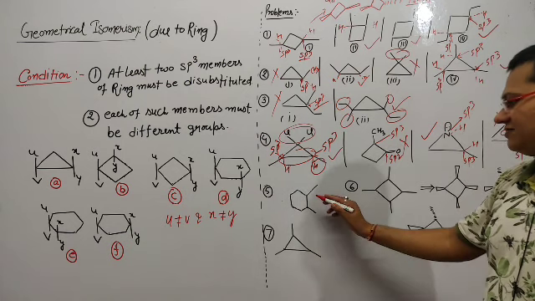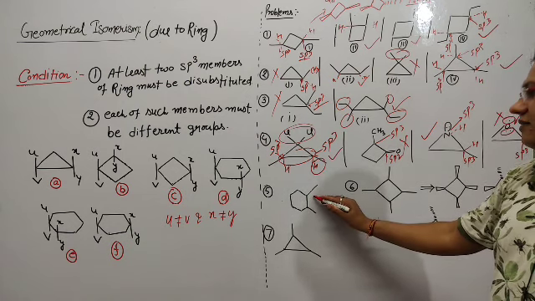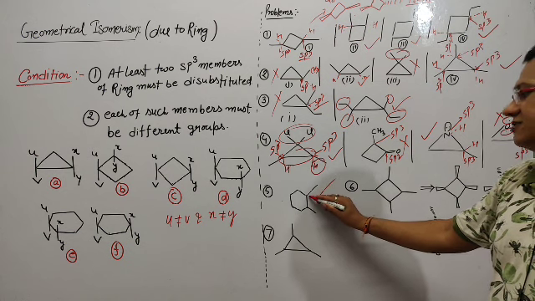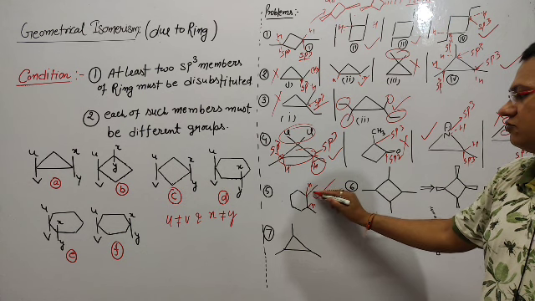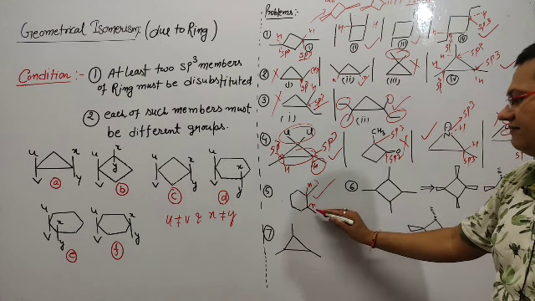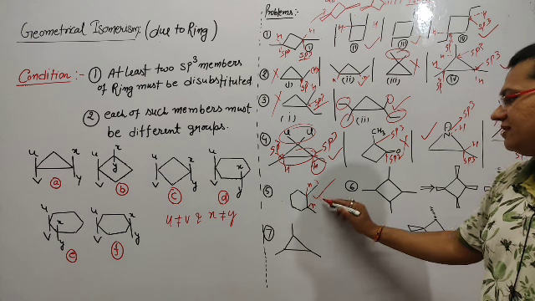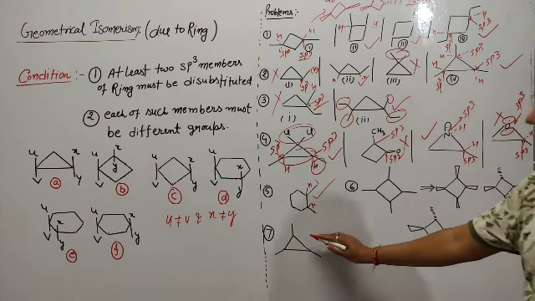Come here student. So GI? Yes sir, definitely GI. Yes, this is sp3, this is sp3. One hydrogen, one hydrogen. Both groups are different: one methyl, one hydrogen, one methyl, one methyl. This is sp3, sp3. Yes, so GI.